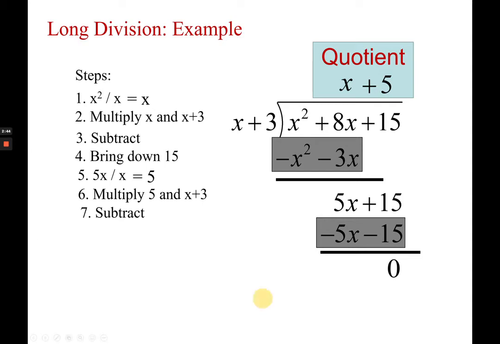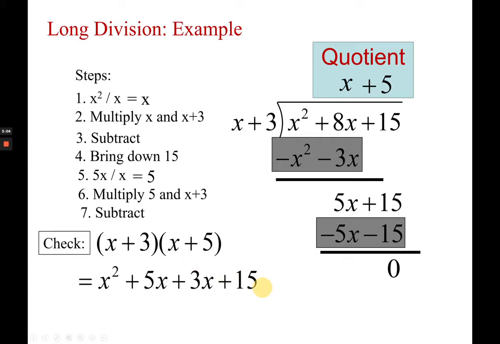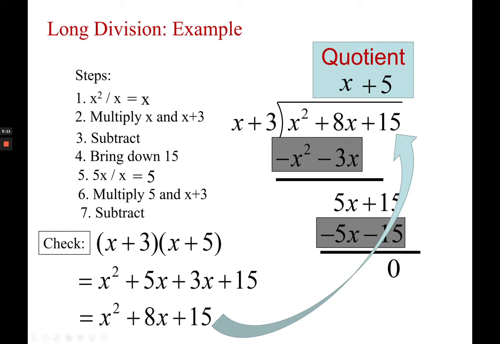Let's have more examples. We can also check: the number inside is called the dividend. The number on the left is the divisor. Your answer of division is the quotient. If you multiply your divisor, x plus 3, and your quotient, you're expected to have, by performing FOIL, a result that should be the dividend. If indeed it gives you the dividend, then you get the correct quotient.